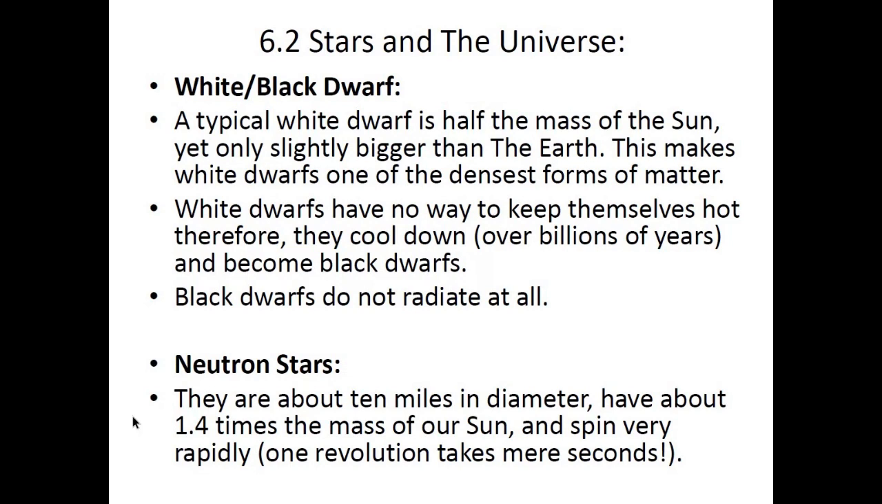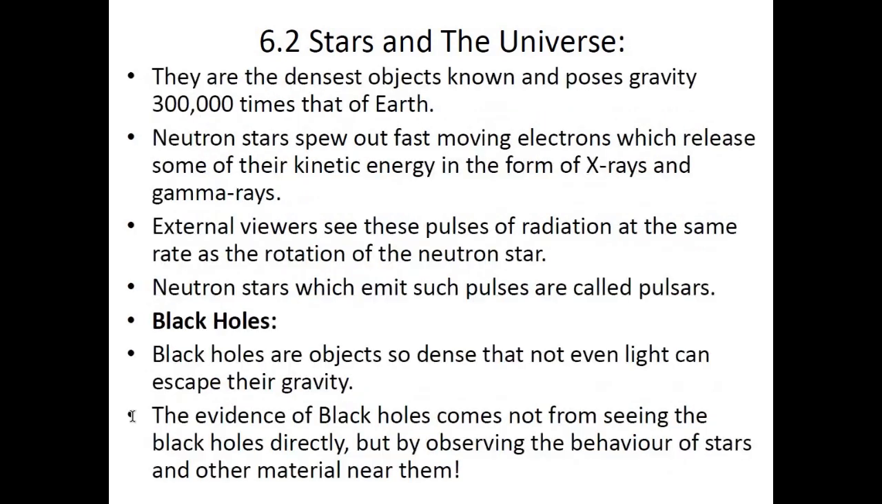A neutron star is about 10 miles in diameter, and has about 1.4 times the mass of our sun. And they spin very, very rapidly. Sometimes one rotation takes only mere seconds. They are the densest known objects and possess gravity 300,000 times that of Earth.